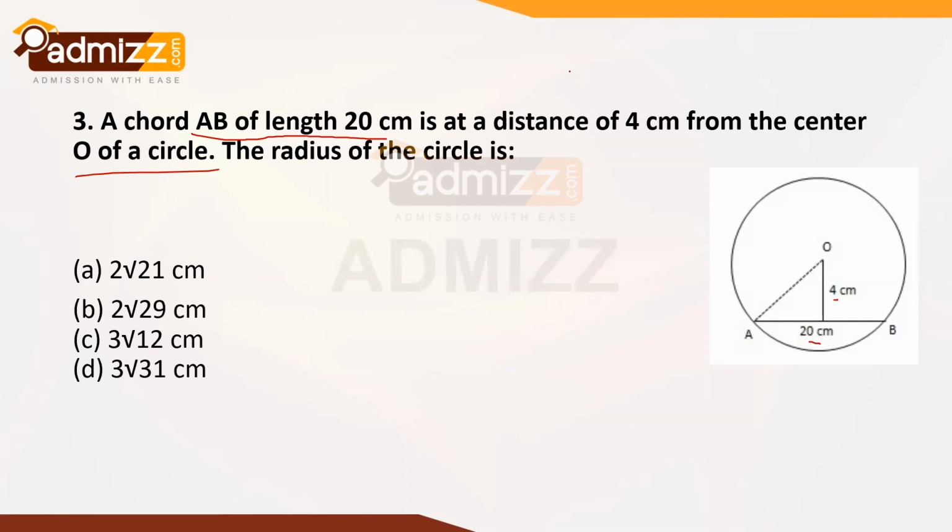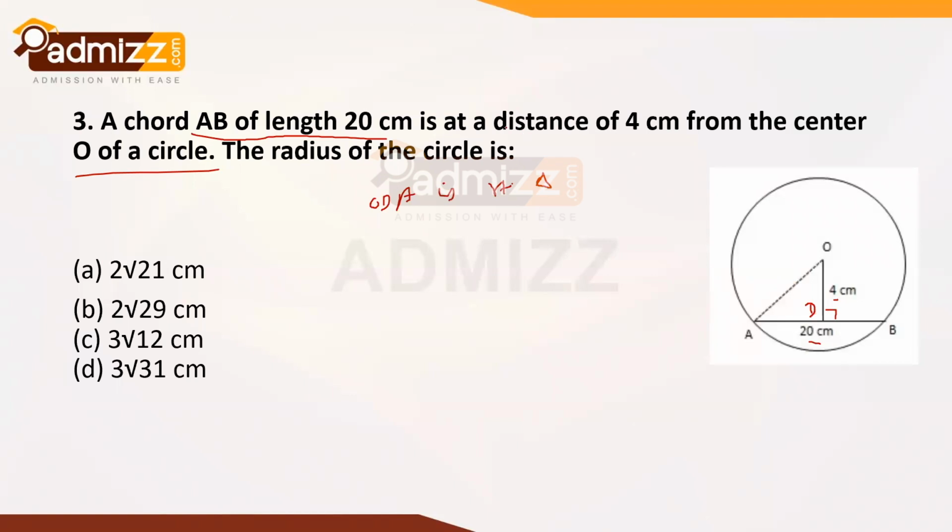All right, so let's walk through this problem. What we do is we mark the point of intersection of the perpendicular distance and the chord as D. So we know that ODA is a right triangle, because this is the perpendicular distance from O to AB.